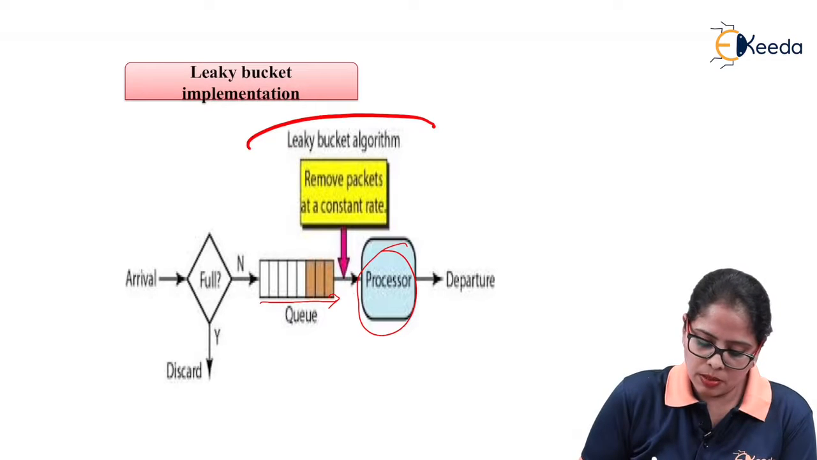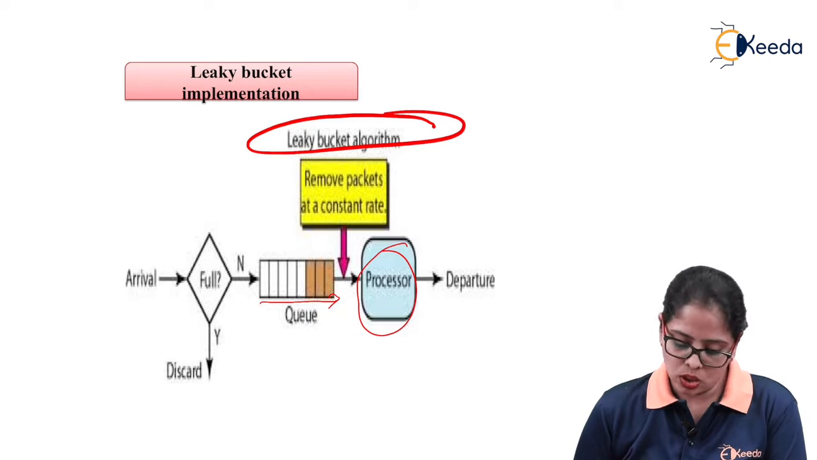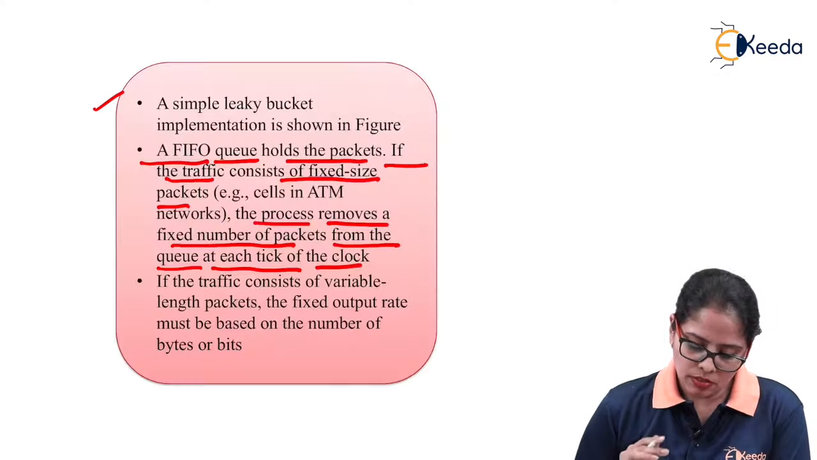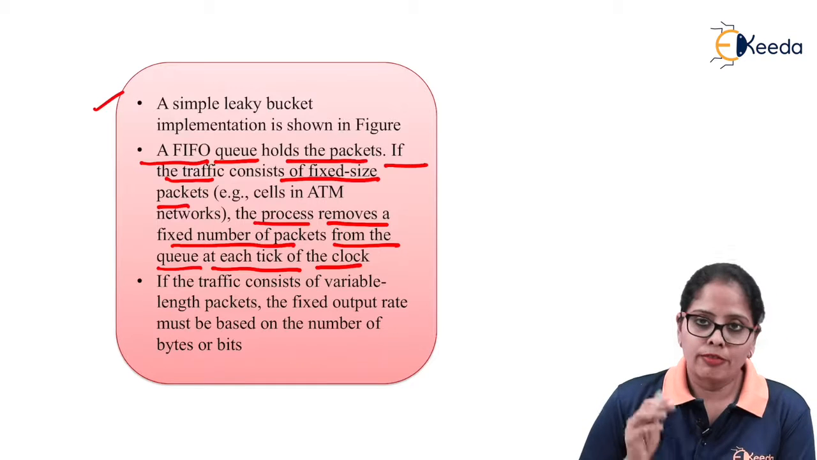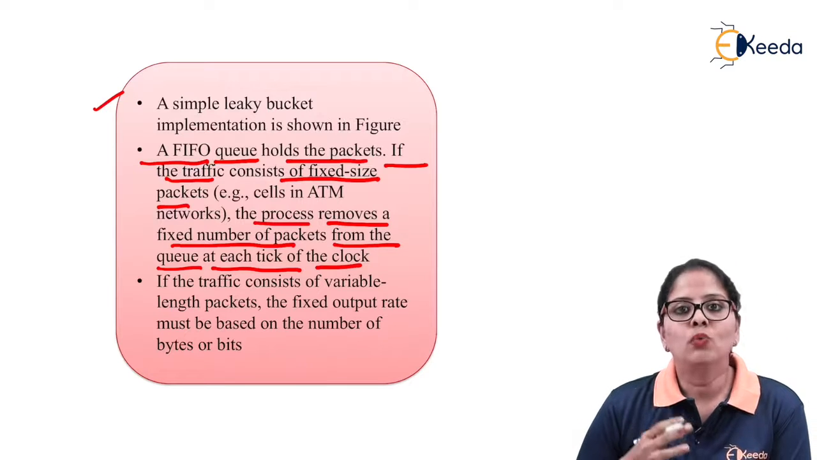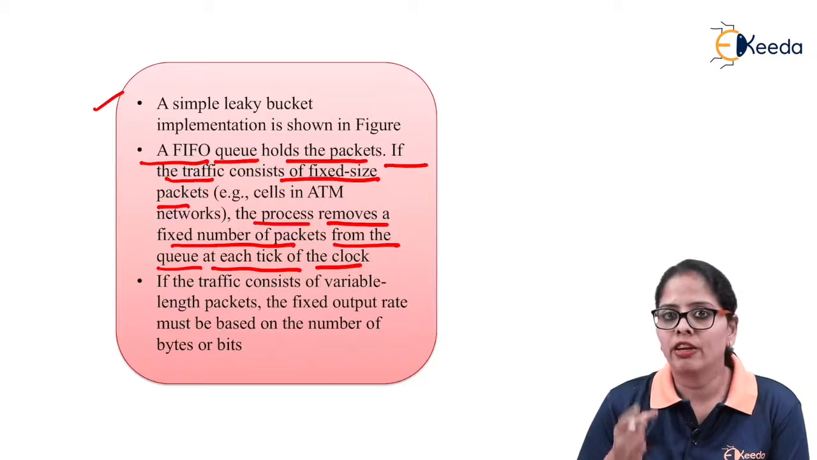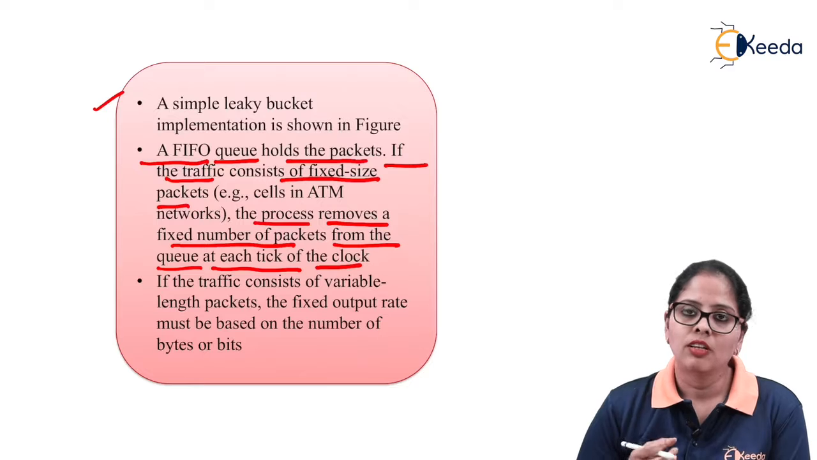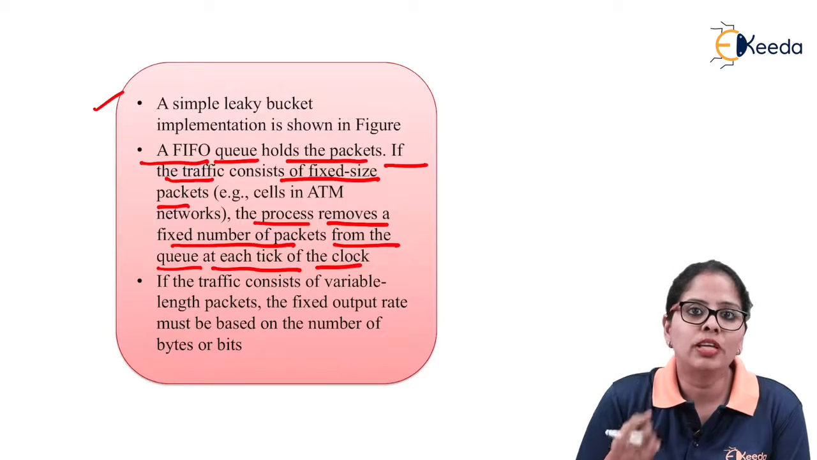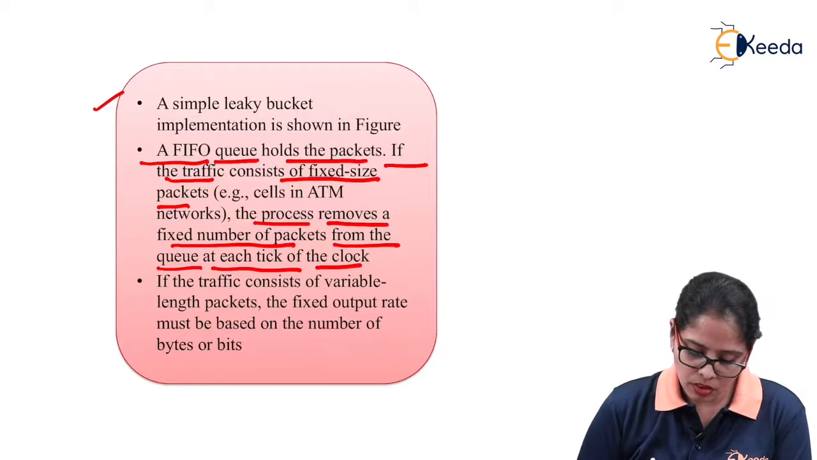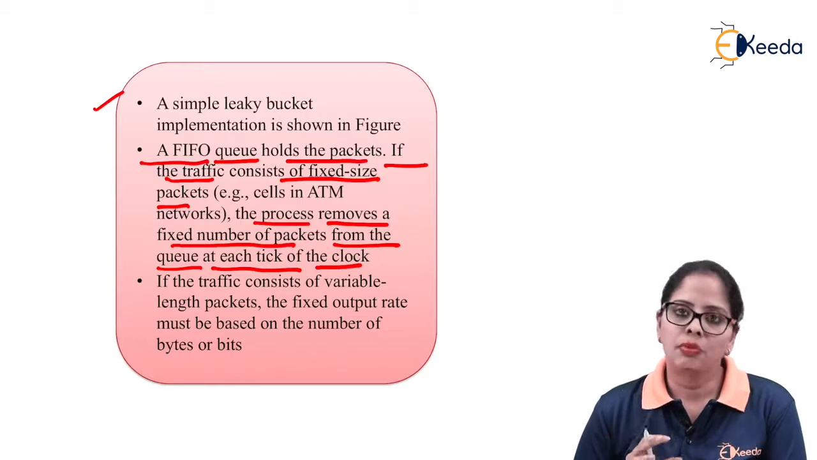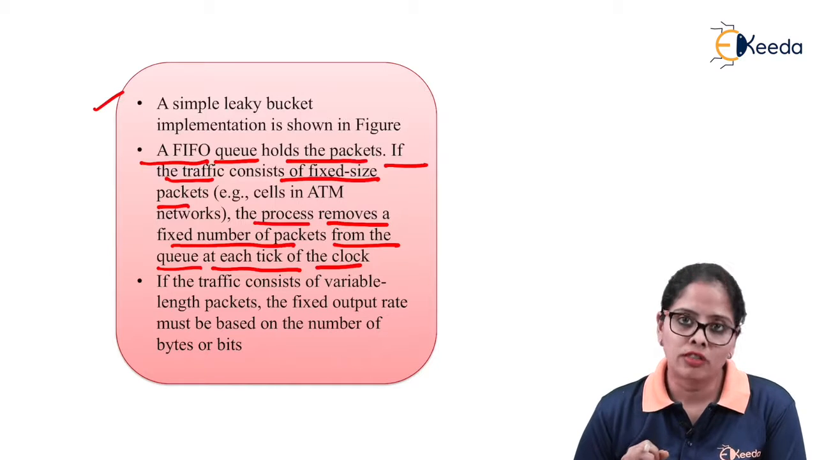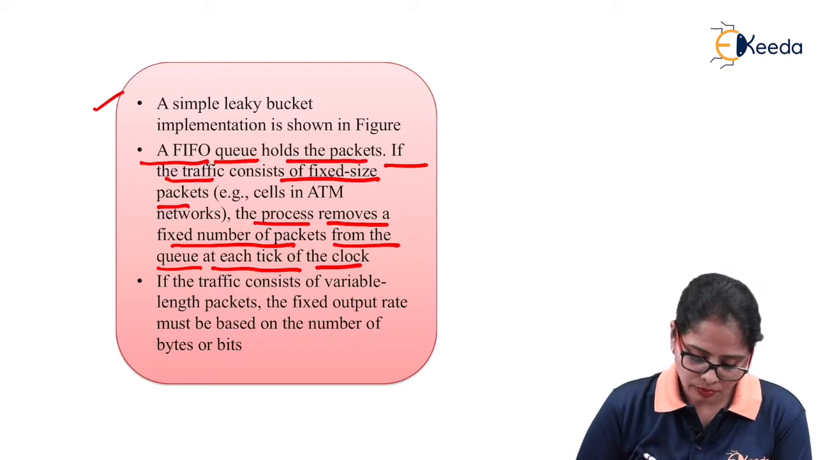Now let us discuss the leaky bucket algorithm. First we'll discuss the implementation. The first packet in will be the first out. So FIFO means first in, first out. There is no priority assignment over here. Whichever packet comes first will go first. Here, as you know, in the leaky bucket, a fixed amount of packet processing is done.